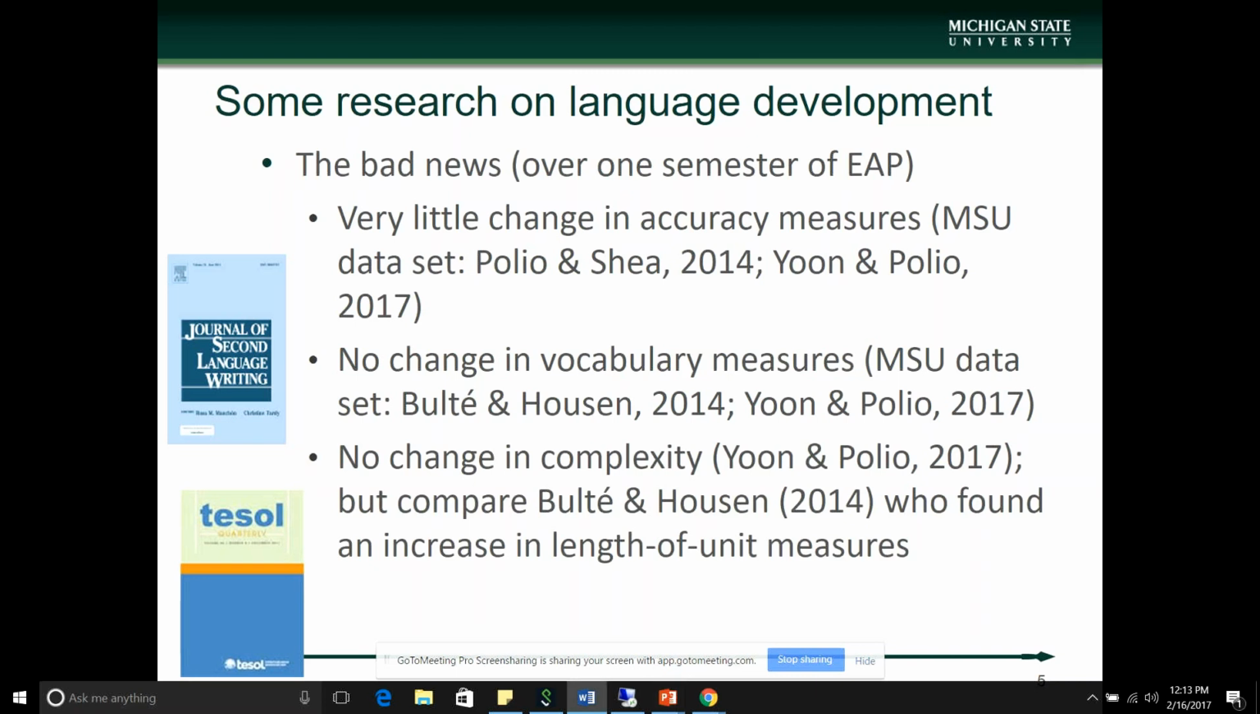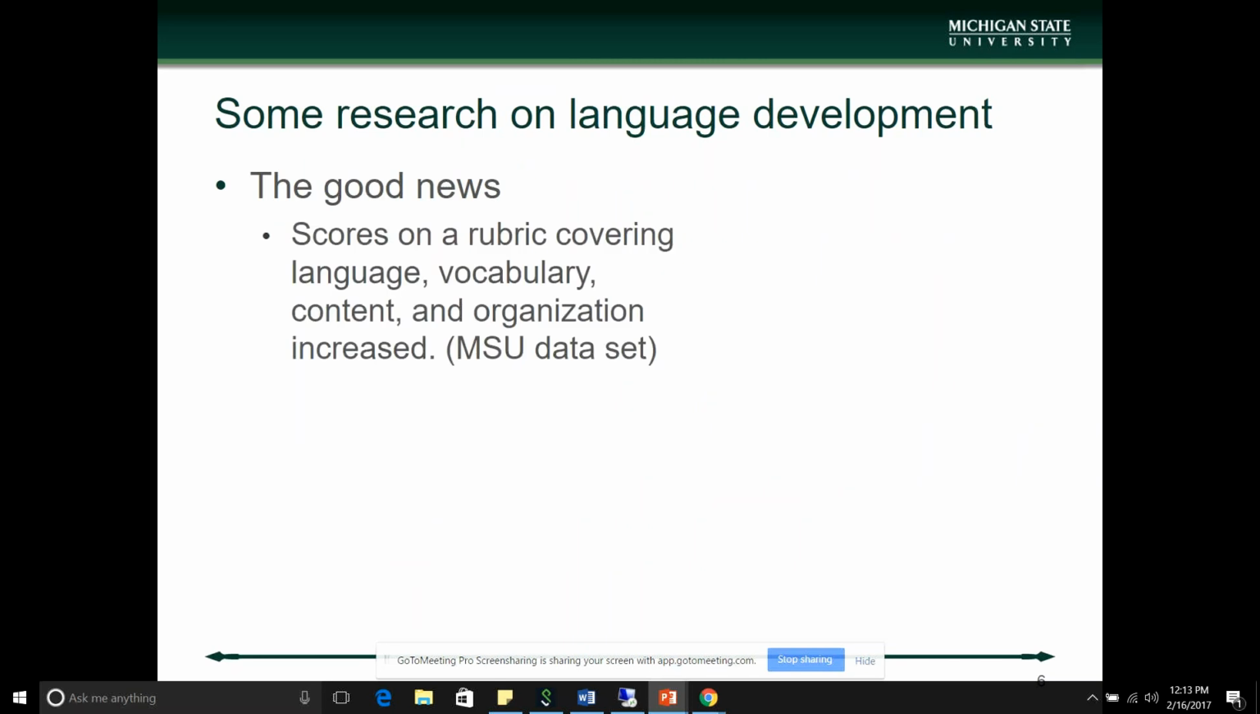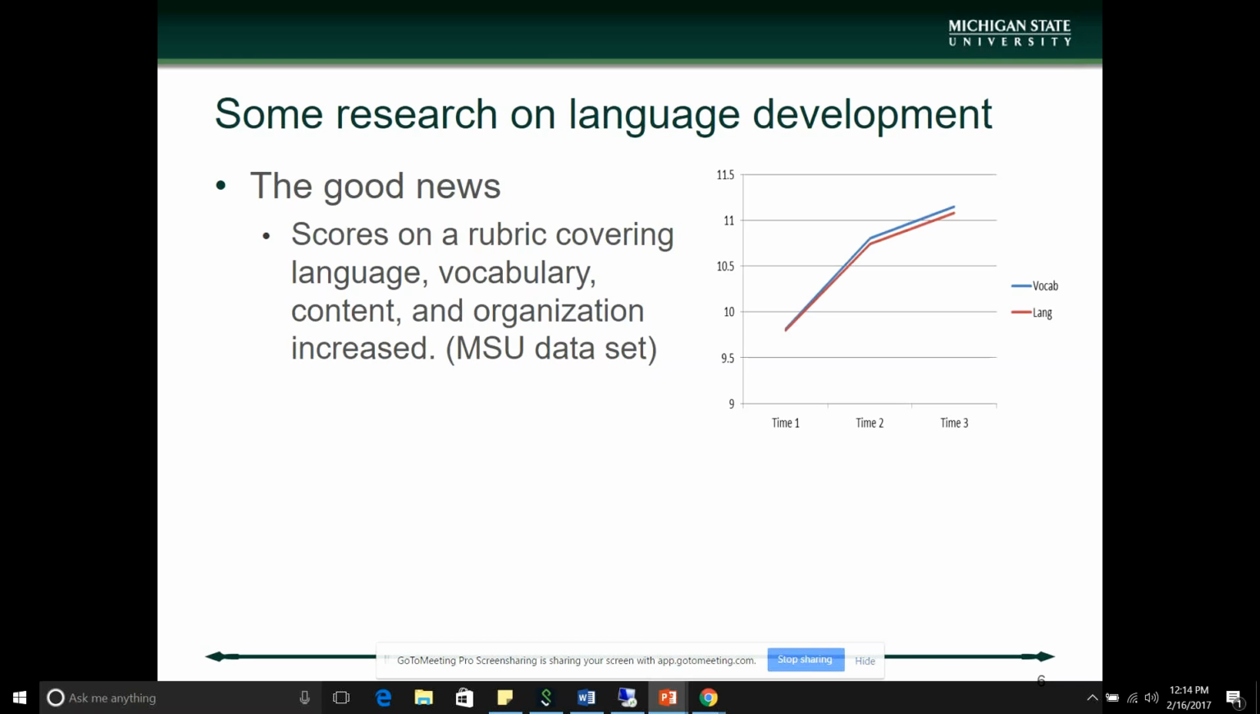So if you look at these, again, what we can call objective measures, we're not finding much of a change. However, there was some good news in these essays. First of all, if you used a rubric, which we did as well on the MSU data set, we did find improvement in language, vocabulary, content, and organization. These all increased. It wasn't a huge increase, but it was significant, and there was a decent effect size.